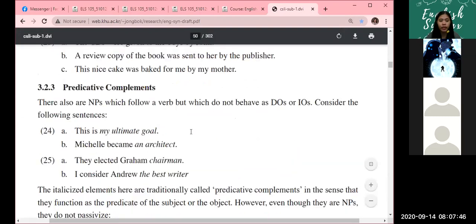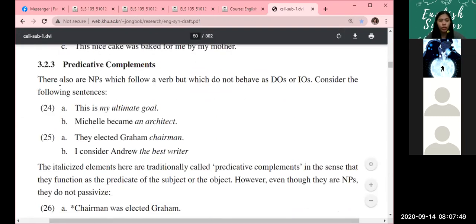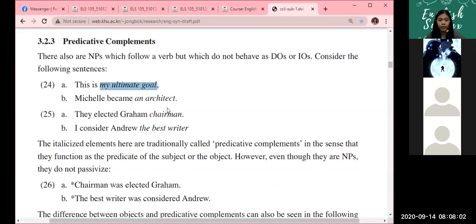We also have here predicative complements. Okay, so there are also NPs which follow a verb but which do not behave as DOs or IOs. Let's consider this one: This is my ultimate goal. So we have the subject, verb, and this is the predicative complement. Now, why are they not DO or IO? Because it is not an action verb, right? So there is no action given upon any direct object or indirect object. This is just a complement to the subject predicate of the sentence.